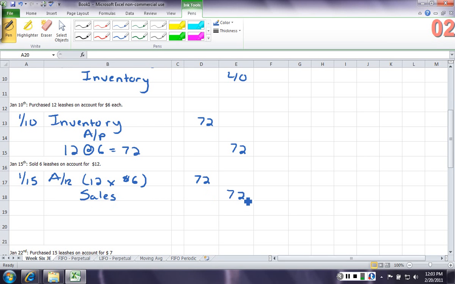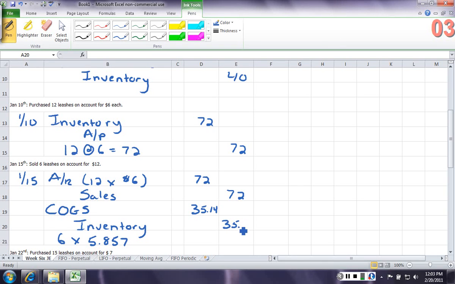But now we need to record the cost. Now I told you in the problem that they had an average cost of $5.857. So I debit my cost of goods sold, I credit my inventory, and I'm going to take 6 times 5.857, and I'm going to get $35.14 as my cost and reduction in inventory.